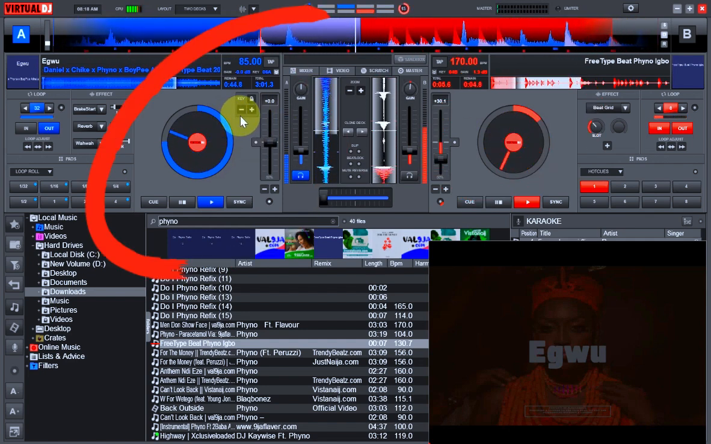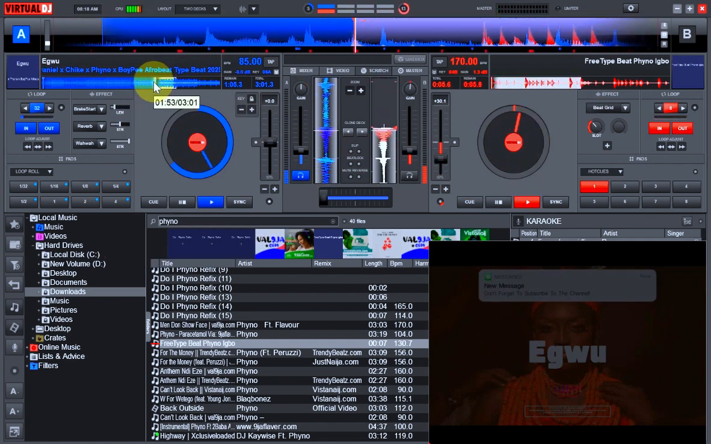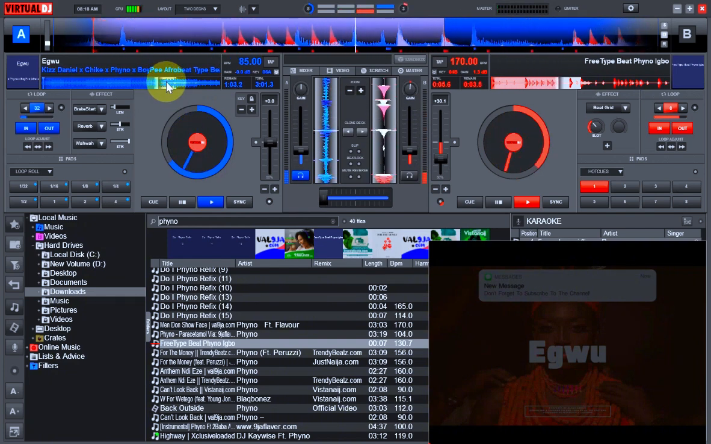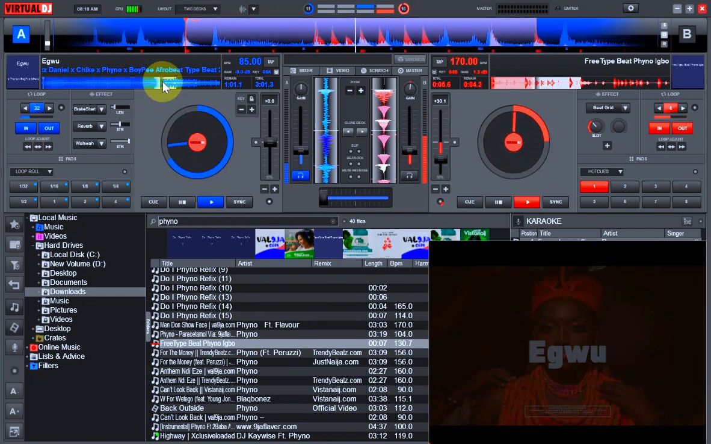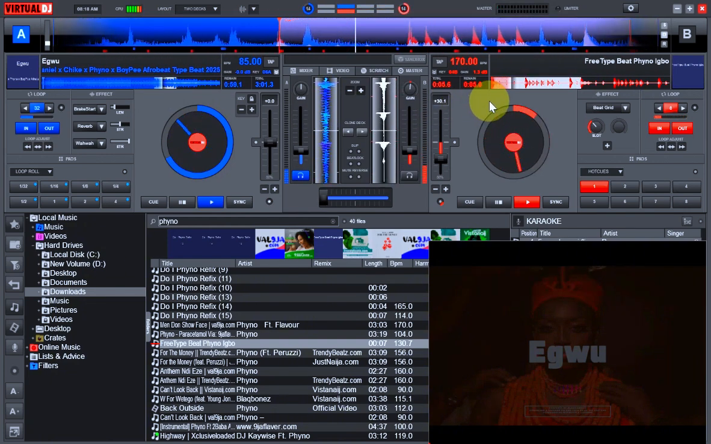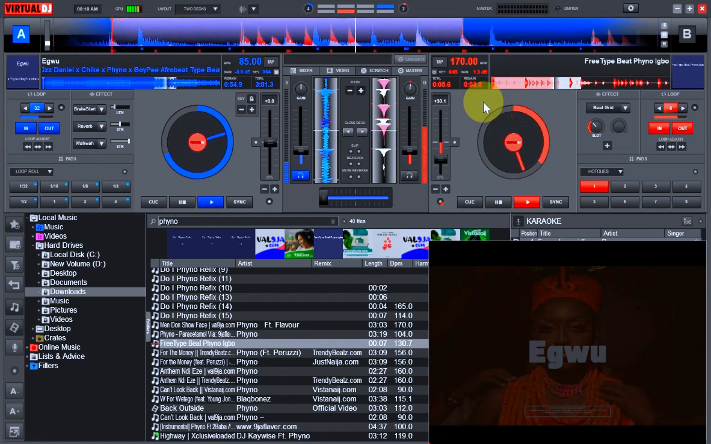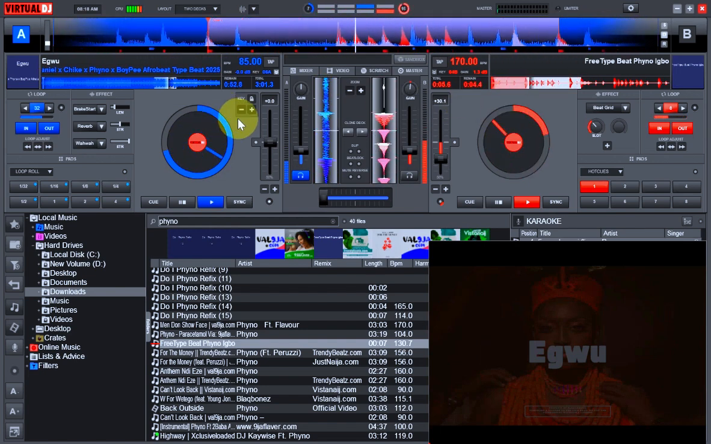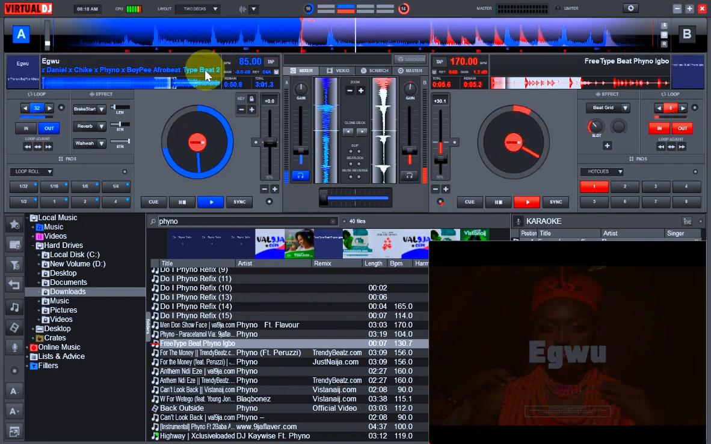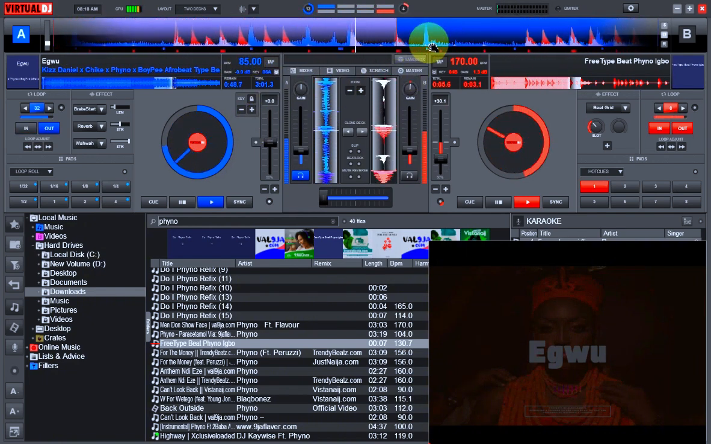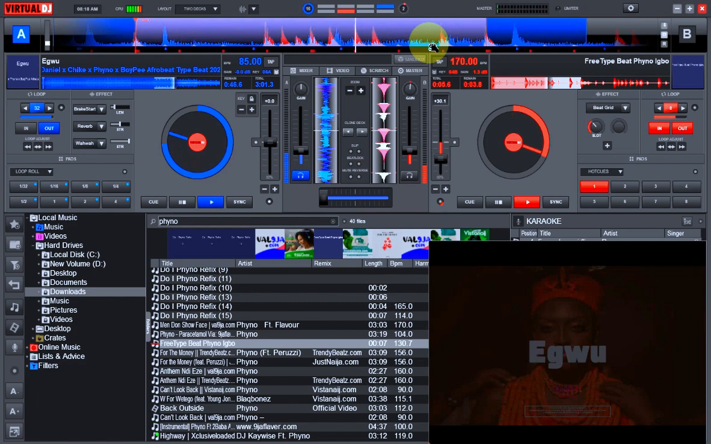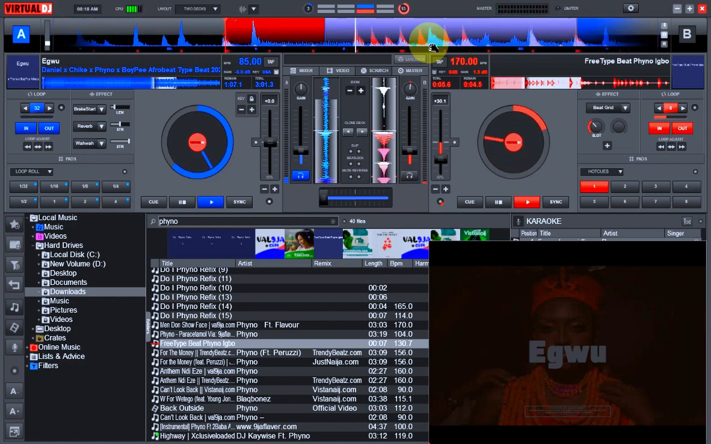Let me break it down very well. That means if you are counting 1 2 3 4, by the time you are reaching 4 here, for this one you are already at 8, which is 1 2 3 4 1 2 3 4 5 6 7 8. The moment you are reaching 8, that is when you are getting to 4 here. That is why you have these two BPM differences that look very broad, but even at that, it still gives you this perfect beat matching.